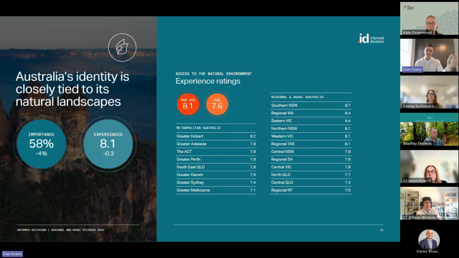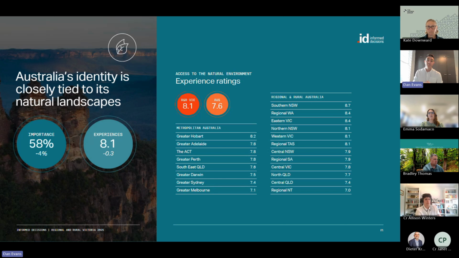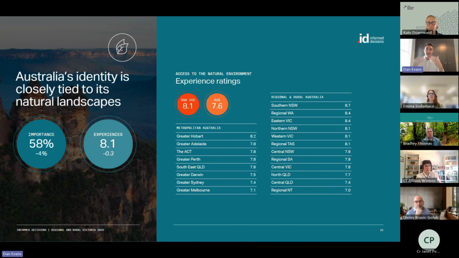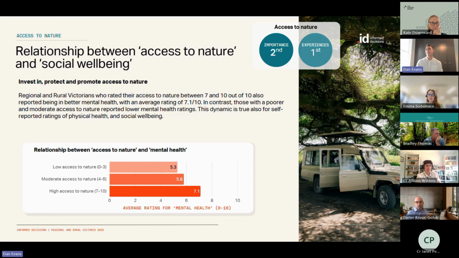Celebrate nature, but be really conscious that the residents themselves will be really focused on their ability to access nature in the face of development, be it industrialisation or population growth. From a regional and rural Victorian perspective, Eastern Victorians reported really positive local area experiences, as did Central Victorians, as did Western Victorians. So really great outcomes across the board there for regional and rural Victorians.